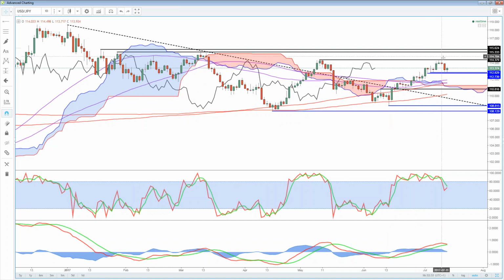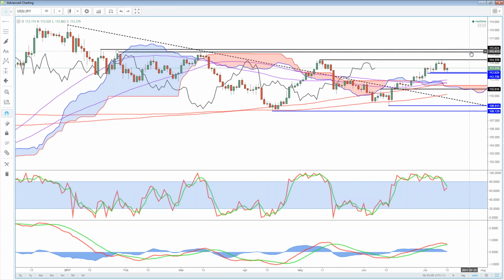Dollar yen, we hit these 114.40s, which is this prior area of resistance that we noted last time. We've seen a bit of profit taken off there. That's not my primary resistance level though. It's here, because we can see this one hit on a number of occasions.